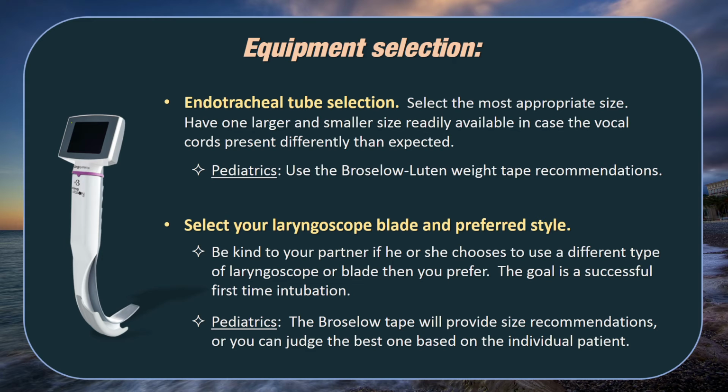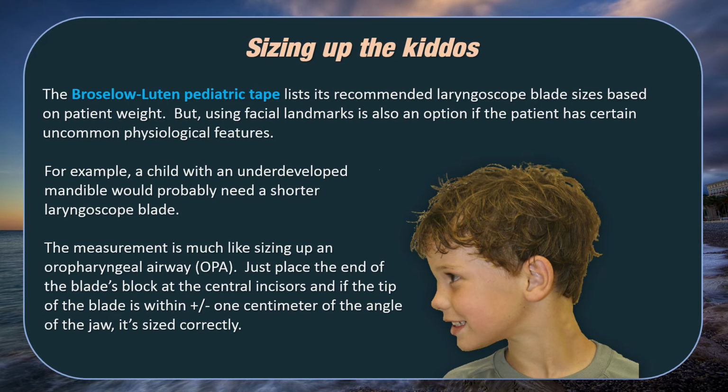On the pediatric side, you may want to use the Broselow tape. It can give you a recommendation of the proper size ET tube and the proper size blade that you may need to use. As I said before, the Broselow tape is very good at recommending the proper size blade, the proper size tube, and helping us guess the weight by how long that patient is.